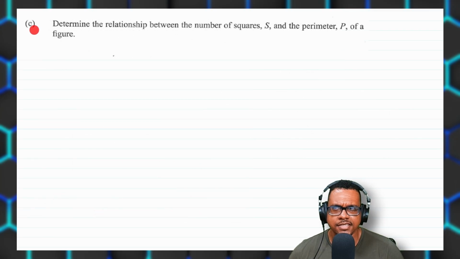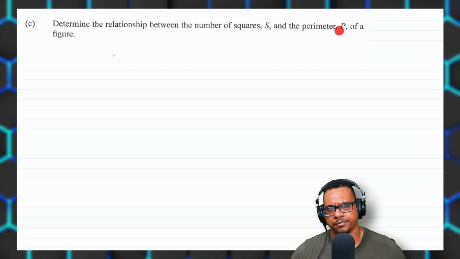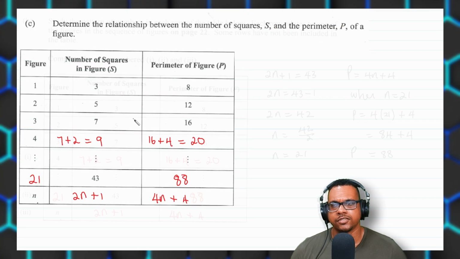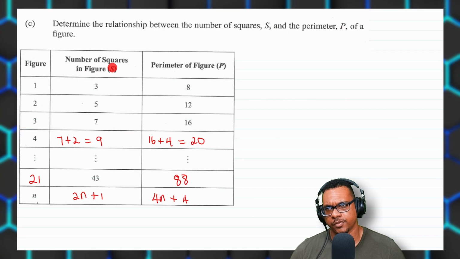So now for part C, we have to determine the relationship between the number of squares S and the perimeter P of the figure. So I just brought back the table here so that we can look at the number of squares S and the perimeter P. So now if I want the relationship between S and P, I'll just look at the nth terms here, this 2n plus 1 and this 4n plus 4. And I'll say, well, this one is bigger, right? So I'll just subtract these two and see what the relationship between them would be. And now seeing that P is always bigger than S, I'll put the P first, then the S.